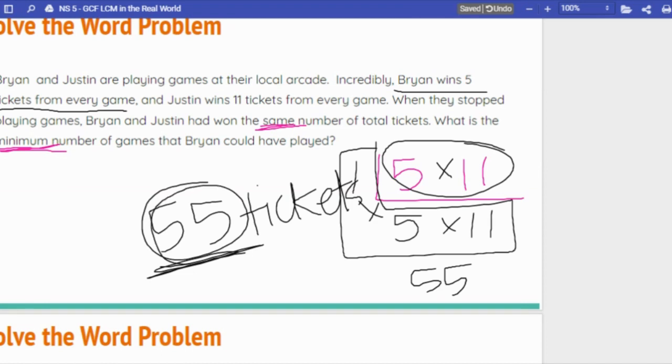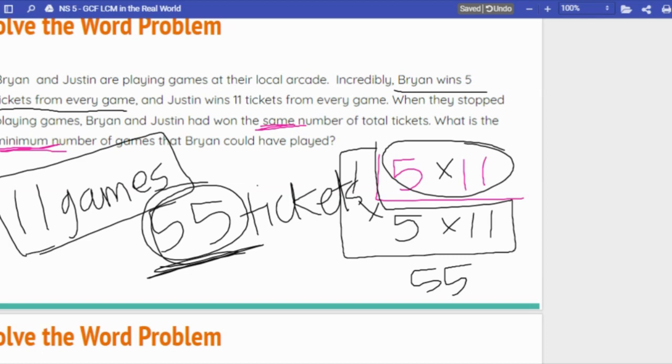Well, 5 times something has to give me that 55, and I know 5 times 11. So he had to play 11 games. So this is our final answer. But be careful on those. Don't always just take the least common multiple or the greatest common factor and think that's our answer. We have to answer the question. Okay, he didn't play 55 games. That would be a long time at an arcade. He played 11 games.